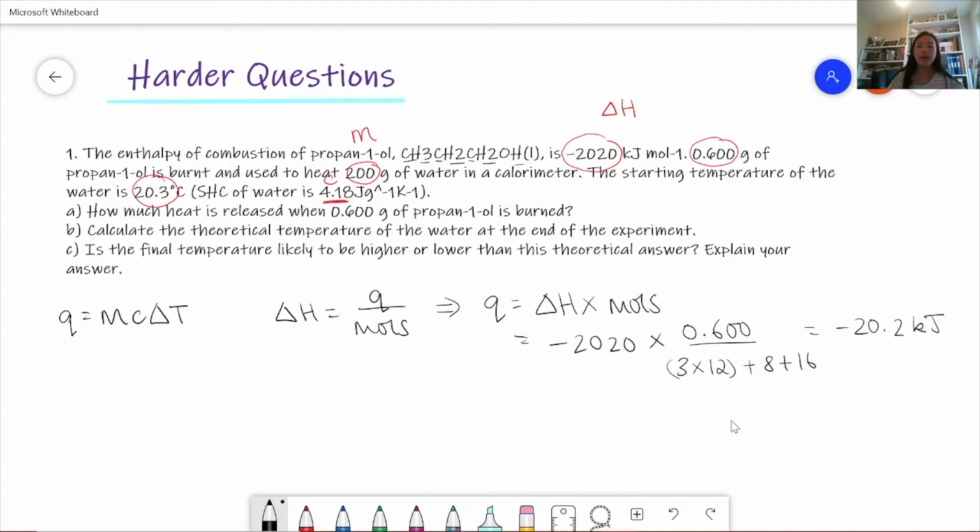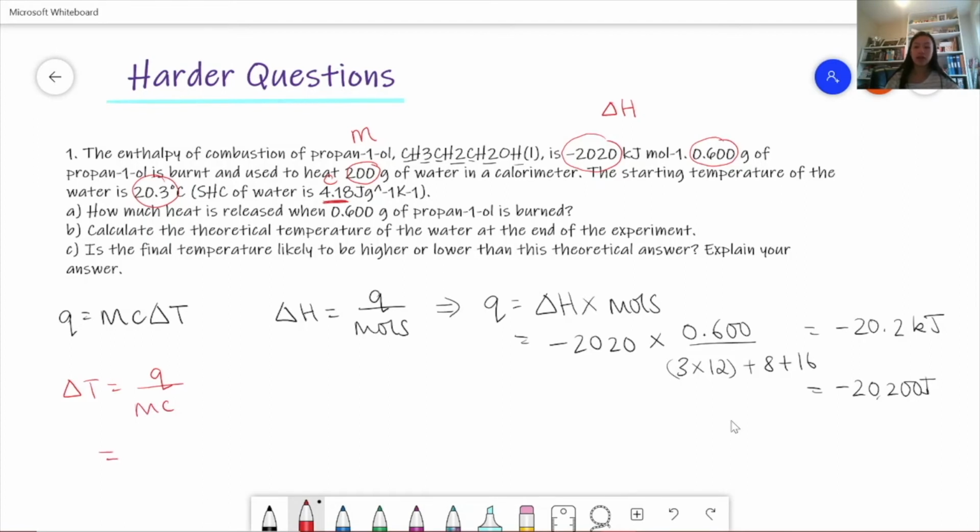And then we remember that in this equation, we have to have Q in joules. So we have to convert this back into joules. So that's minus 20,200 joules. And then we rearrange this formula. So we get delta T equals Q over mc. And then plug in all the values we know.